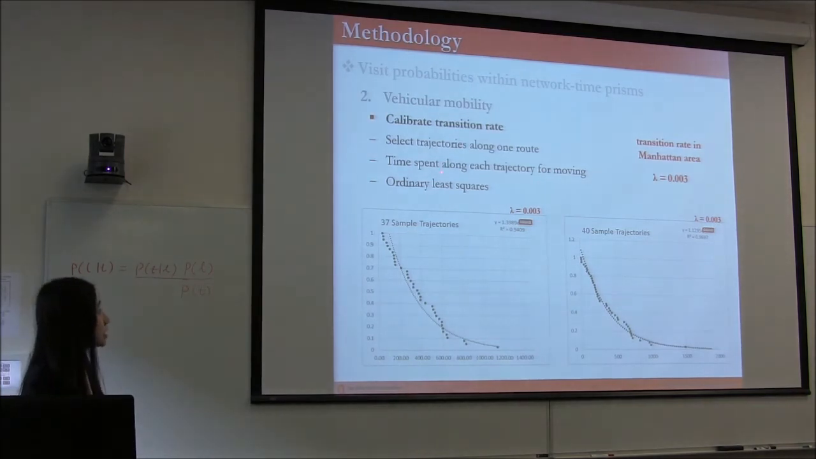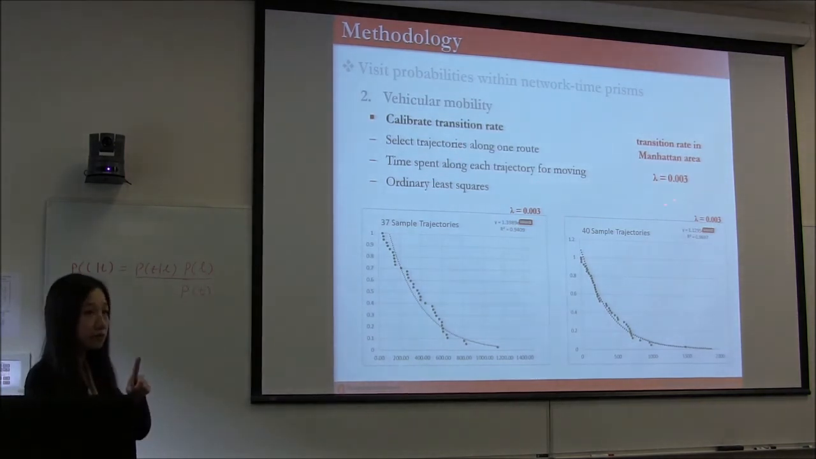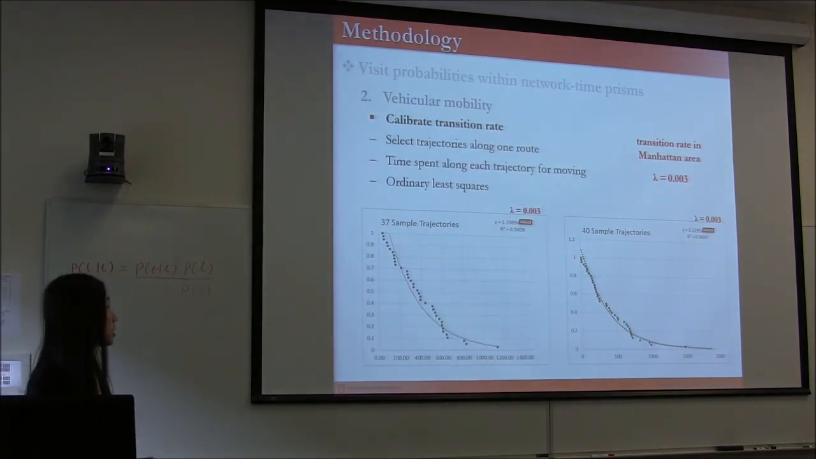So we selected trajectories along one route. There will be one route selection, but the time spent along that route may be different. So these are the 37 sample trajectories along a single route. People may spend from 5 minutes to 20 minutes, or even more minutes along that route.